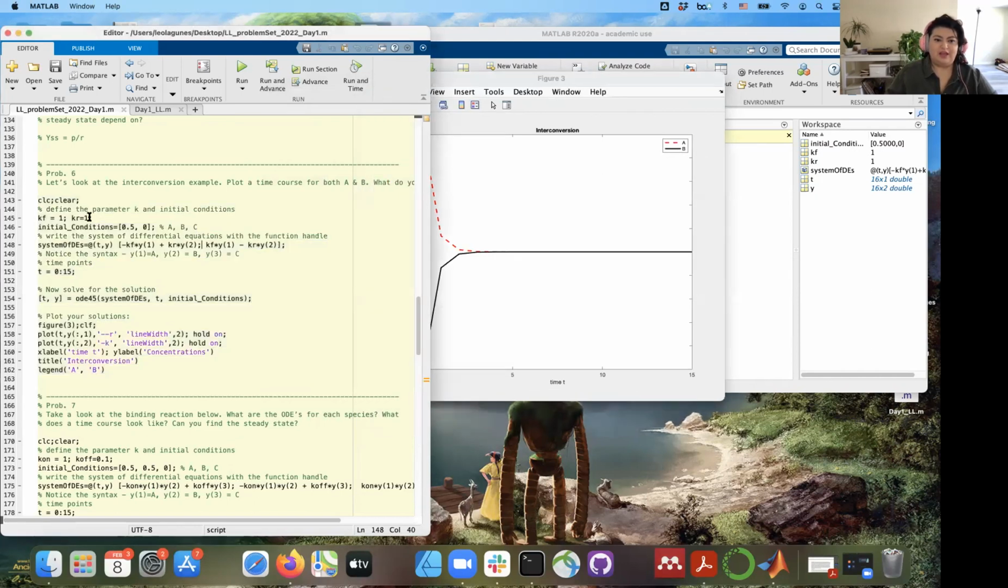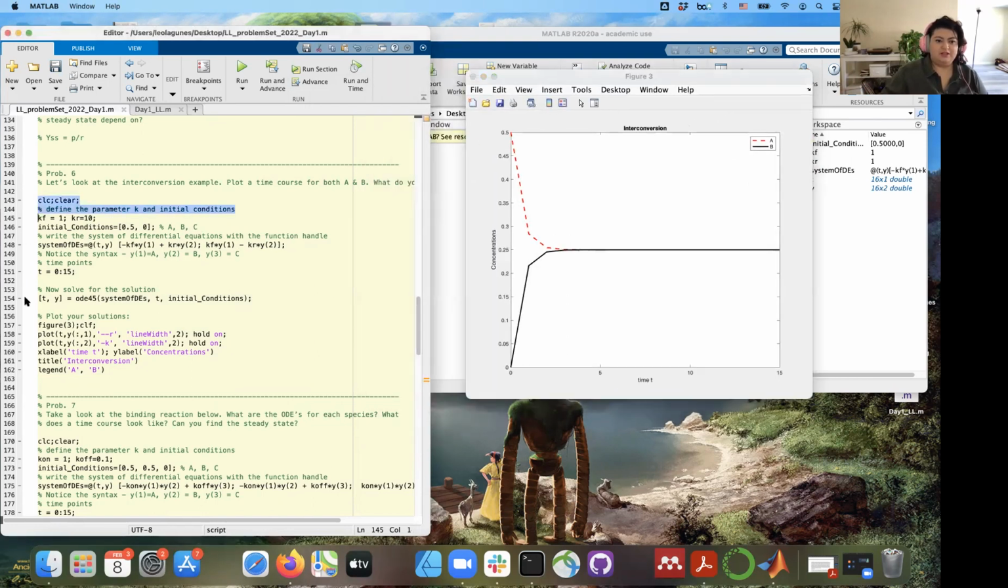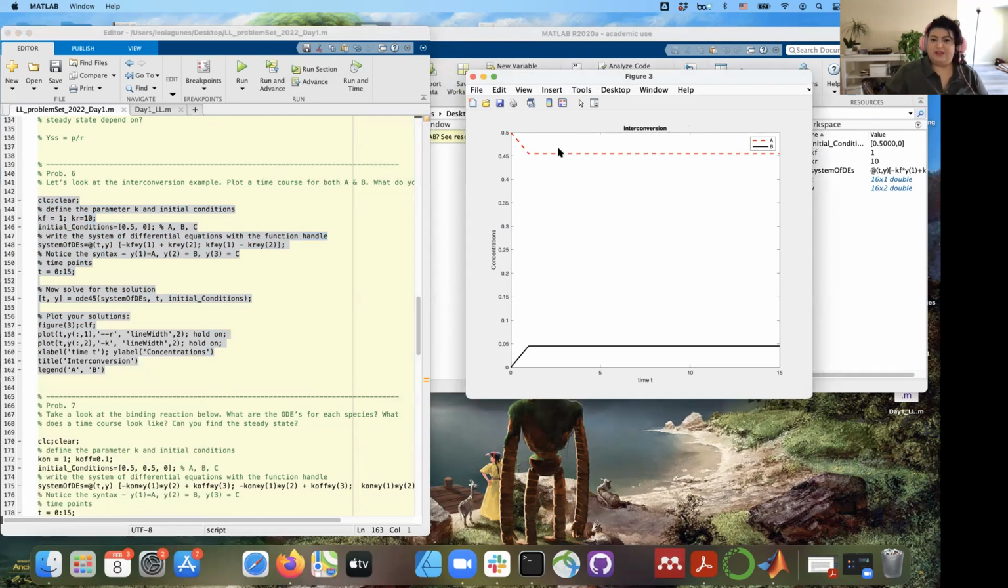So let's say K reverse is bigger. Let's make K reverse 10. What do you think will happen? Let me make sure that my plot is here. Now you can see that there's a steady state for both, where we don't get a complete conversion over to B. We don't lose all the A over to B. What if we do the opposite? What if K forward is the bigger one?